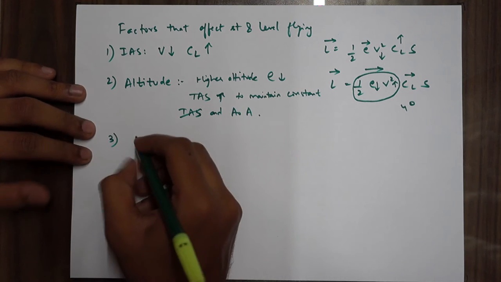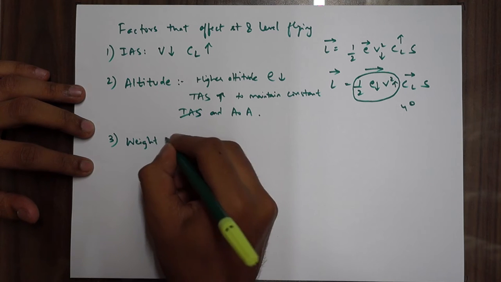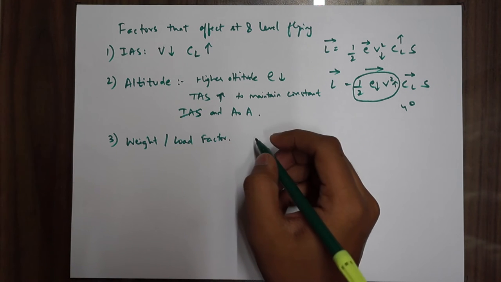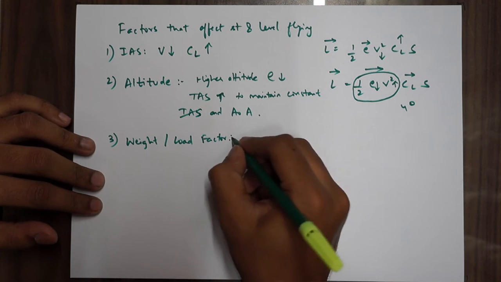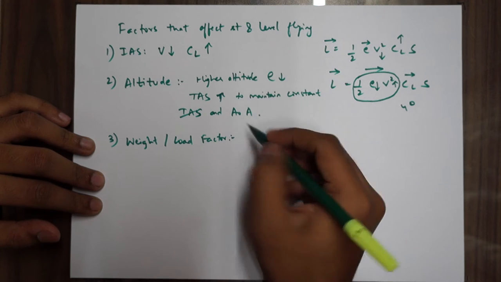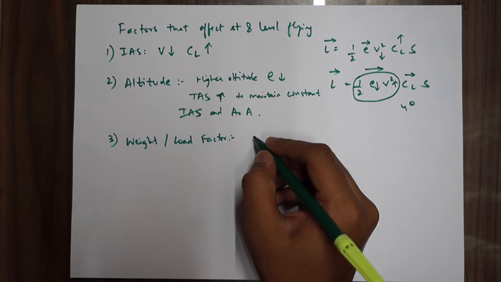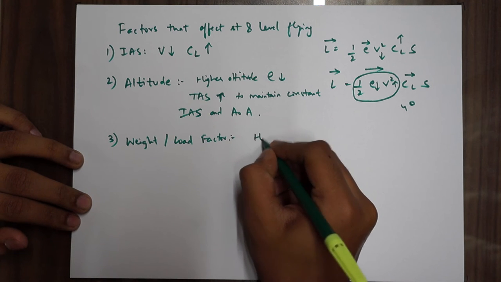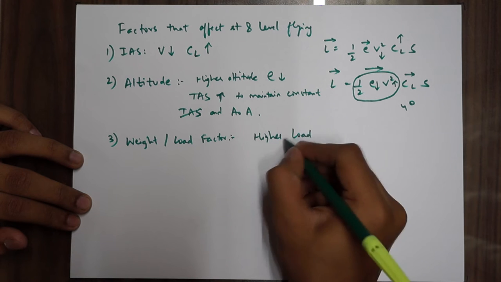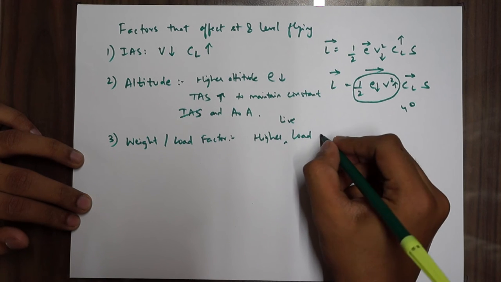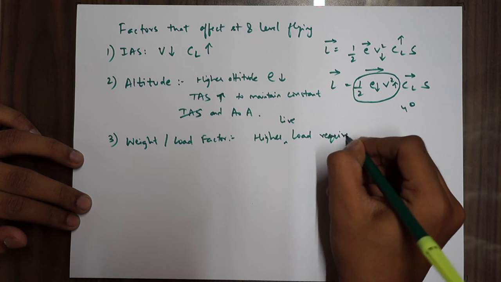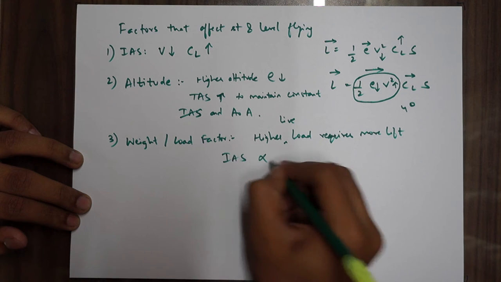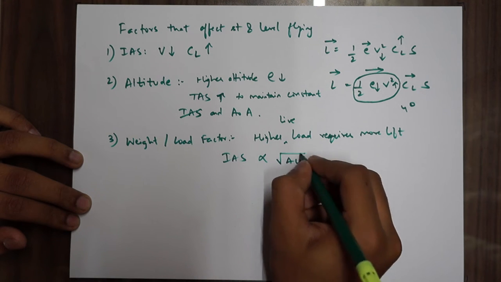Third is weight or load factor. If you have more load, it obviously requires more lift. So in case of straight and level flying, if you have a heavier aircraft, you need more lift to maintain straight and level flying. So higher load, or live load, requires more lift. This is by IAS proportional to all up weight.